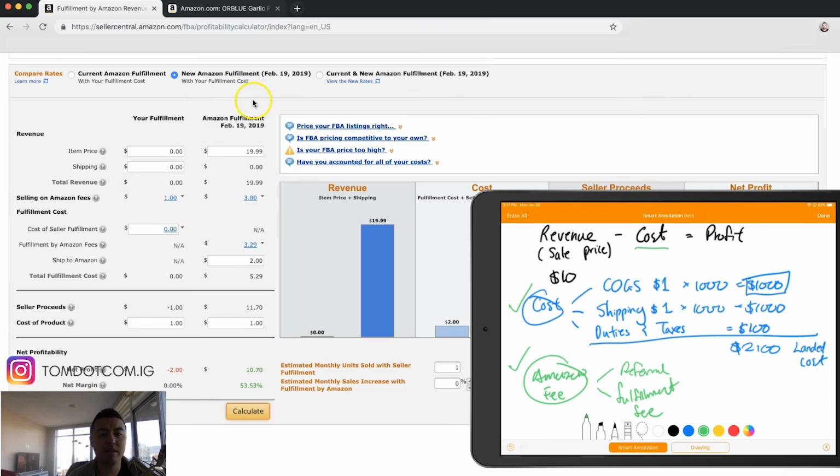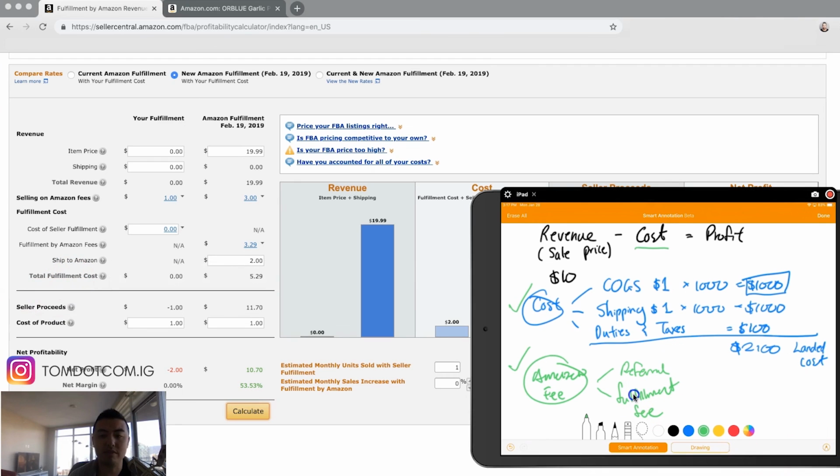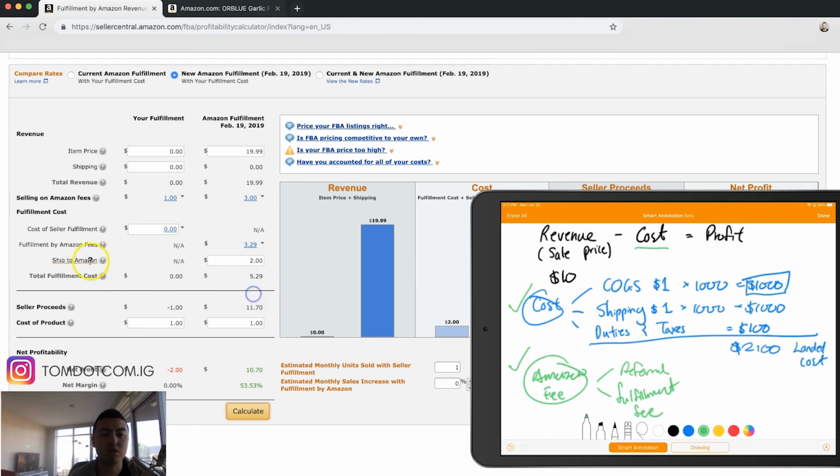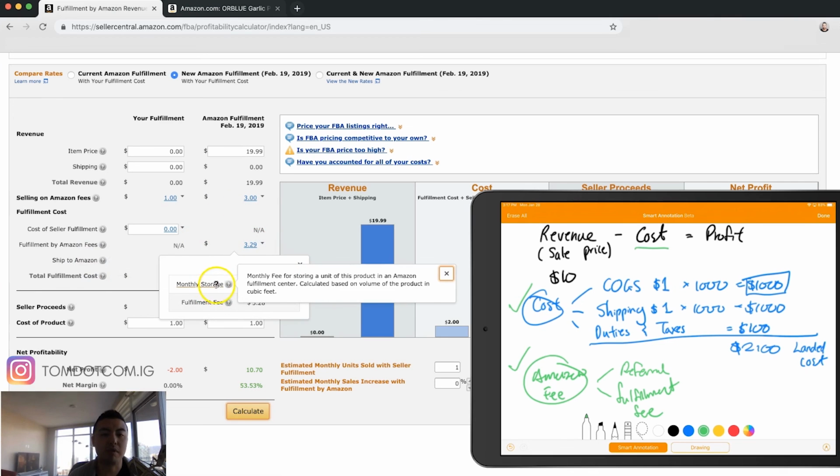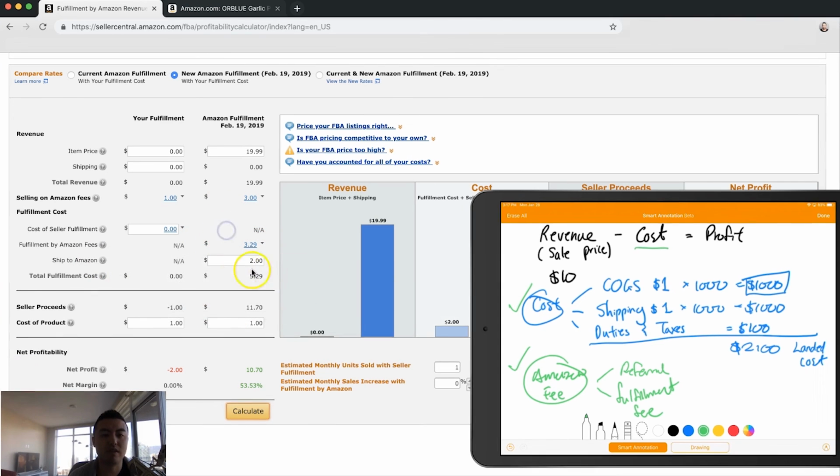So if you look at this calculator, again, we're ignoring this column, we're only looking at this column. You see the selling price, right? You see selling on Amazon fees. This is the referral fee that I was talking about earlier. And then here, the total fulfillment cost, this is the fulfillment fee that I talked about, but that includes your ship to Amazon, right? So these are the Amazon fees that they take: monthly storage fee, fulfillment fee, etc.